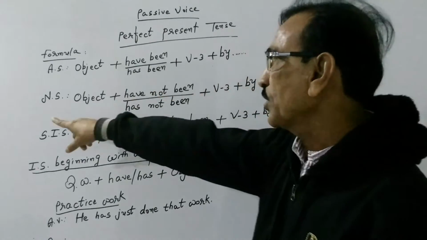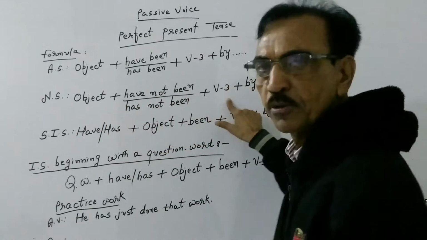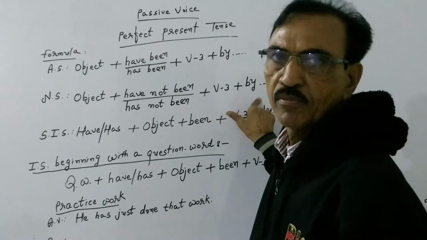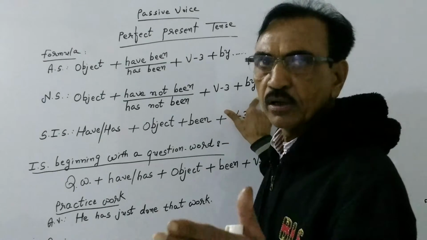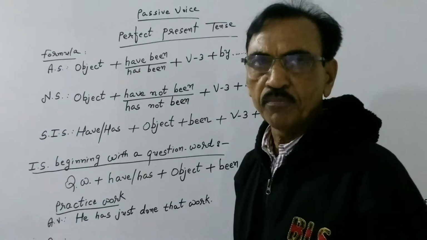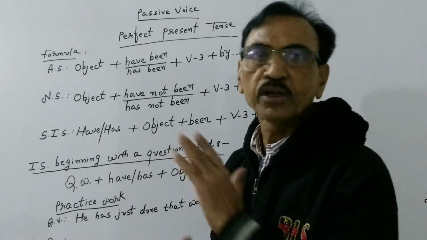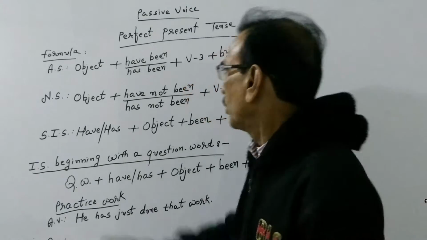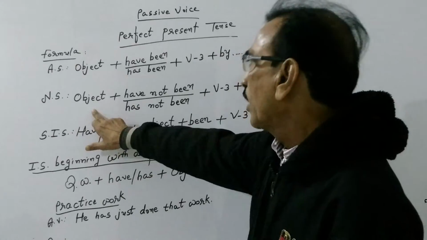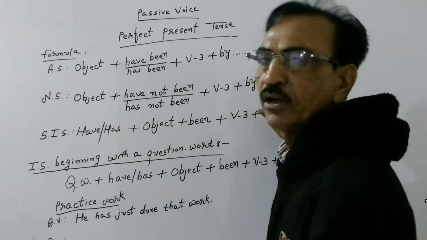Now the negative sentence: object plus have not been, has not been plus past participle of the verb plus by. So, she has not done that work yet. This is the negative form. In this sentence, that work is an object, friend. So that work has not been done by her yet.